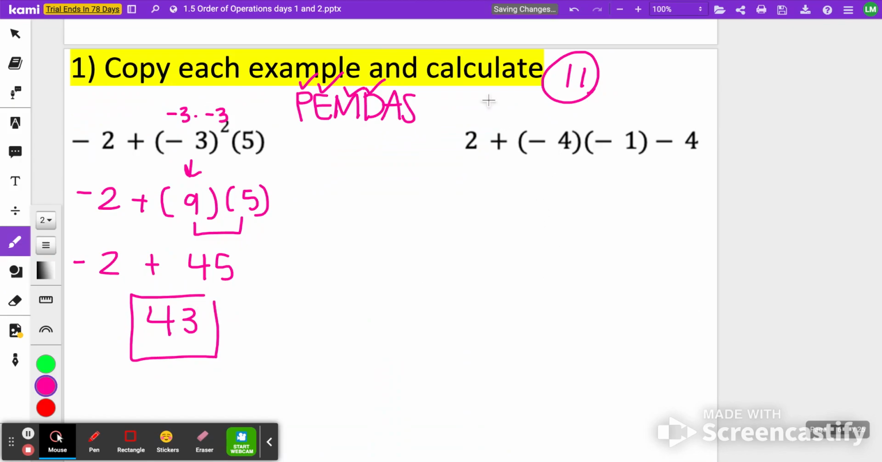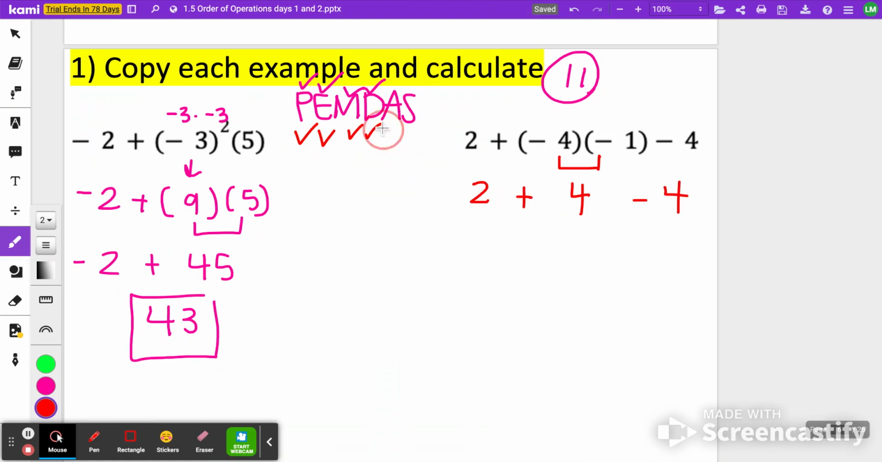Our next example, again, going down the list, I'll do this example in red. No parentheses or operations within that. No exponents, but I do have some multiplying and dividing right here. Negative 4 times negative 1 is equal to positive 4. Now I'm just going to bring down everything else like I see it and then continue solving.